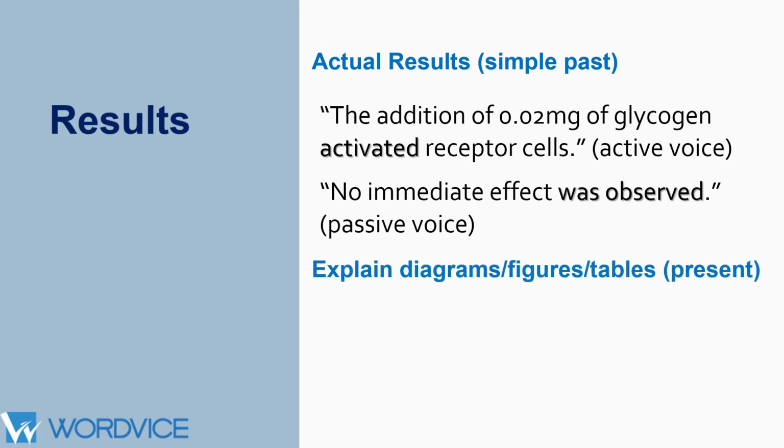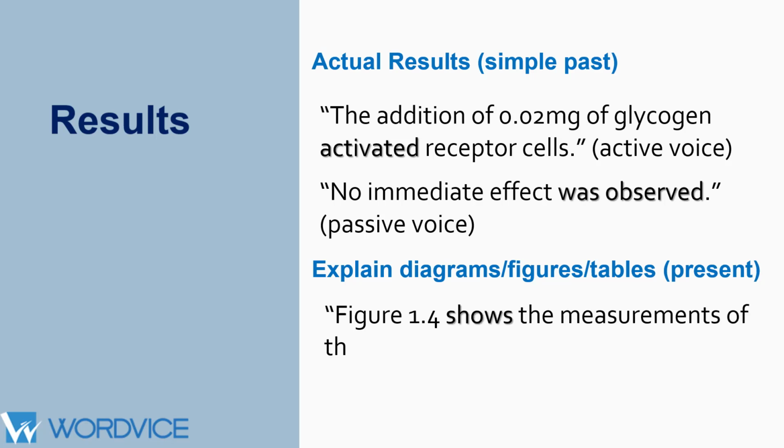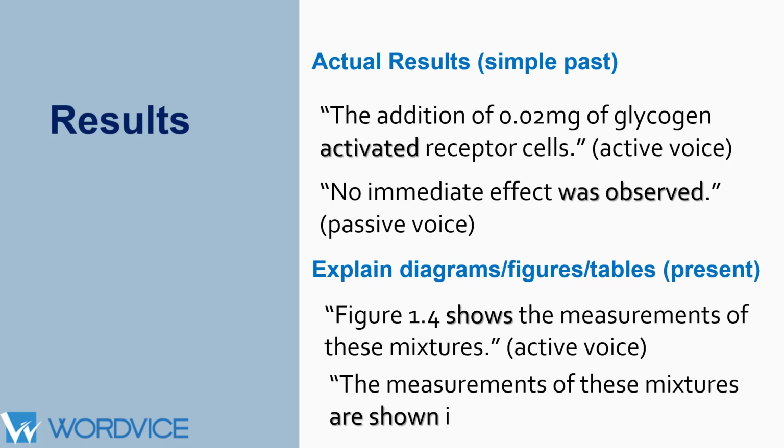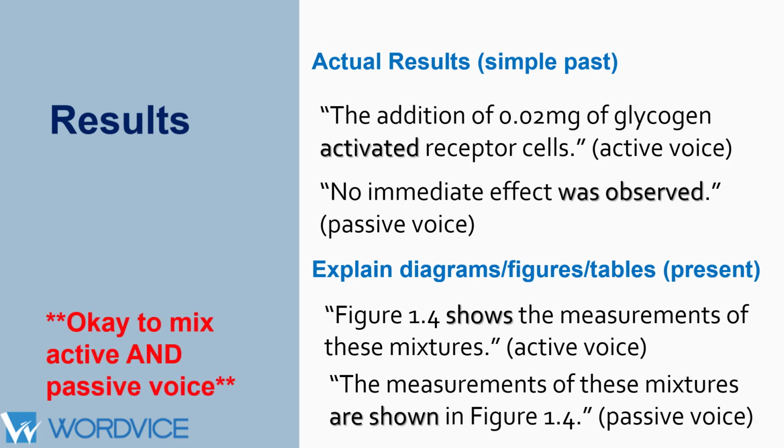Again, use the present tense to explain diagrams, figures, tables, and charts. Figure 1.4 shows the measurements of these mixtures. Or, the measurements of these mixtures are shown in figure 1.4. It is generally okay to mix the active and passive voice in these sections, if only to give your writing a little bit more variance and make it easier for the reader to understand.